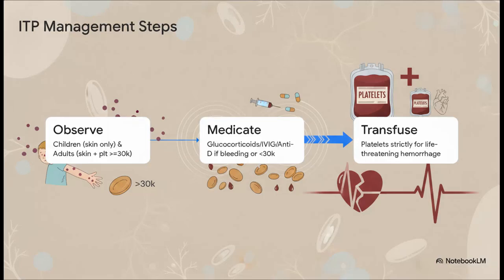Now for the branching logic on managing ITP. If it's a kid with just isolated skin findings, you simply observe. Adults with mild cutaneous symptoms and platelets at or above 30,000, you observe them too. You only escalate to glucocorticoids, IVIG, or anti-D if there's active bleeding or if those platelets drop below 30,000. And keep in mind, platelet transfusions are strictly reserved for life-threatening hemorrhage, period.